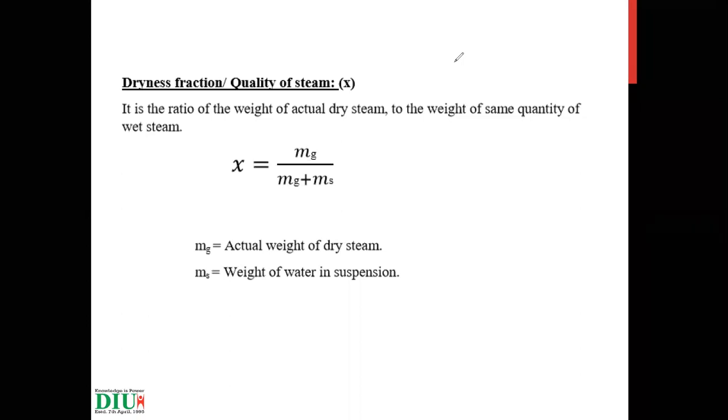Okay, sir. In this, sir, dryness fraction is the ratio of the weight of the actual dry steam to the weight of some quantity of the wet steam. Sir, dryness fraction is how much of the steam will be changed into dry steam, sir. So that should be X. Yes, that is the dryness fraction, sir.